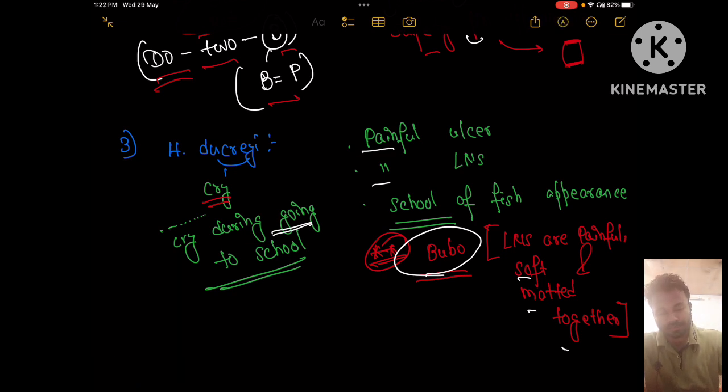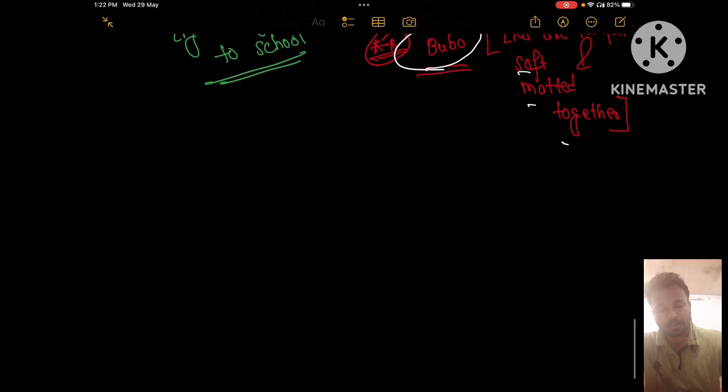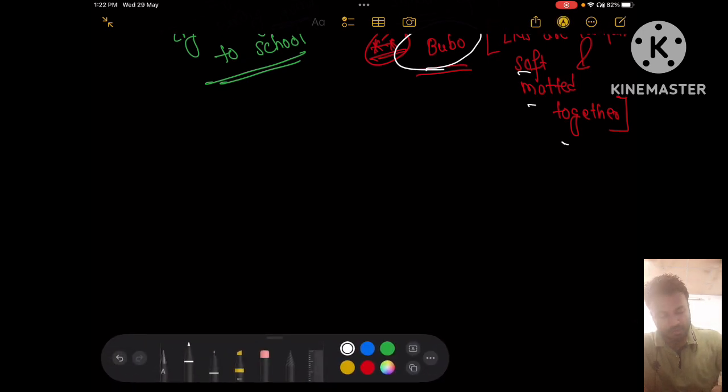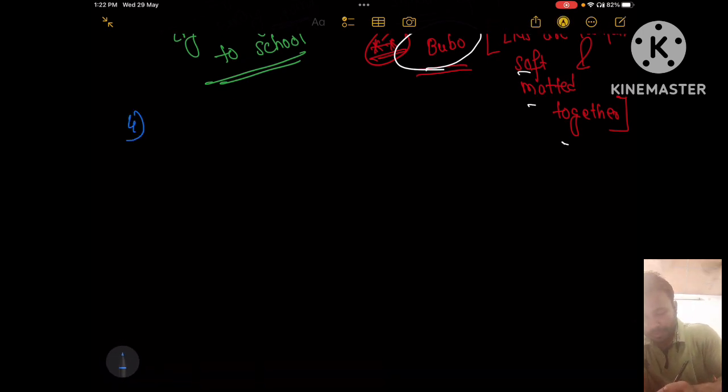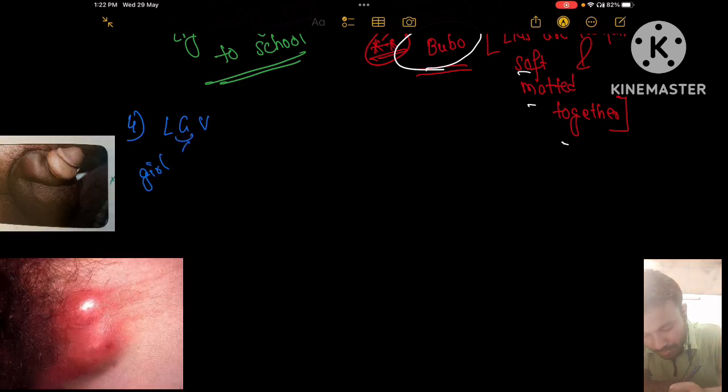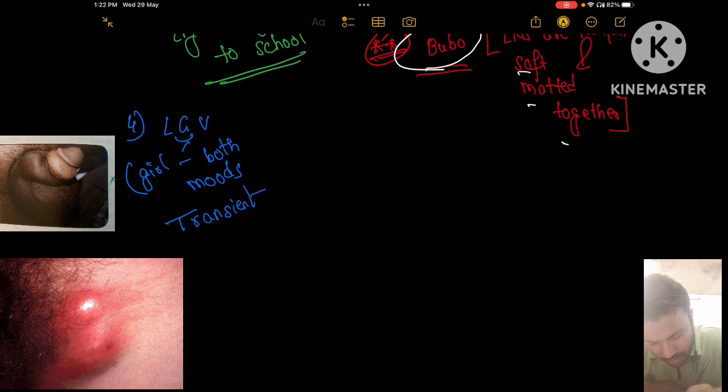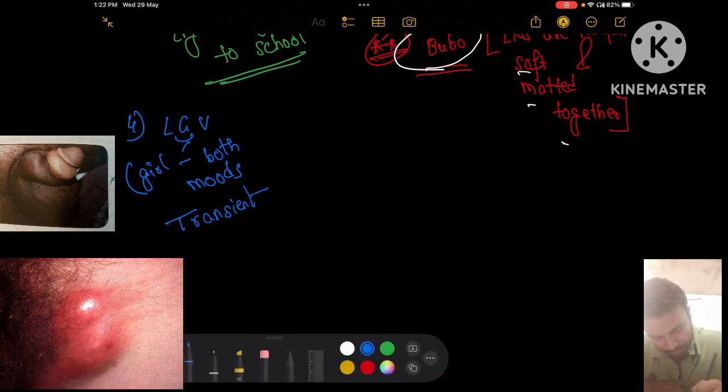And next point is lymphogranuloma venereum, LGV. G stands for girls. Girl has both moods. But these moods are transient.